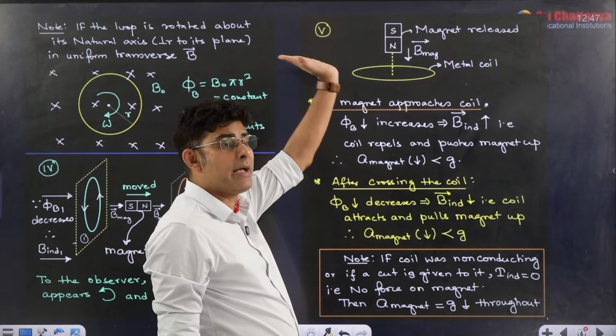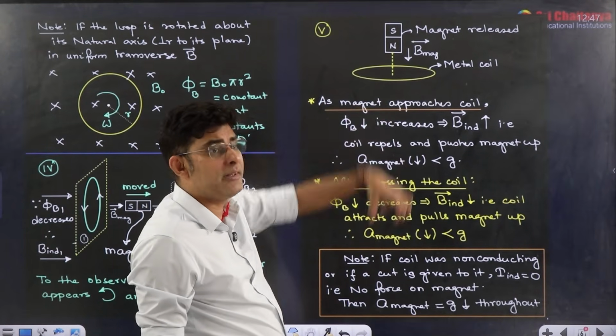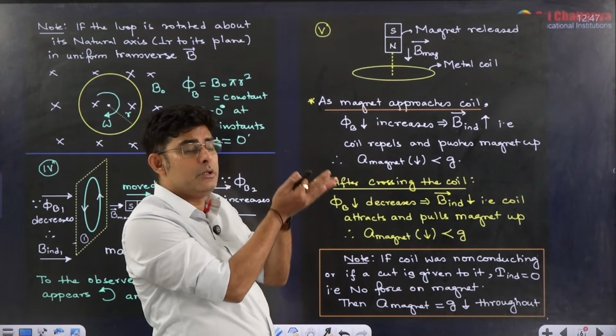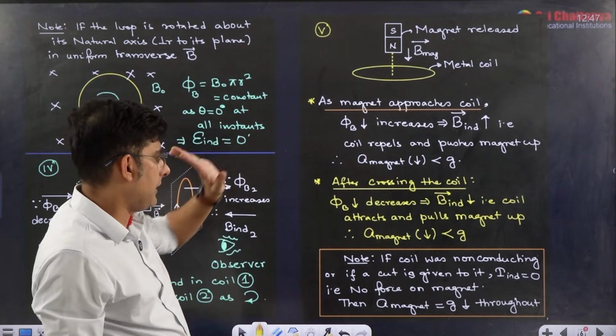Earlier it was pushing the magnet up, so acceleration was less than g. Now it is pulling up. Still the magnetic force is upward only, so acceleration will be less than g. So earlier it was pushing up, now it is pulling up. In both cases, acceleration will be less than g, when the magnet passes through it.